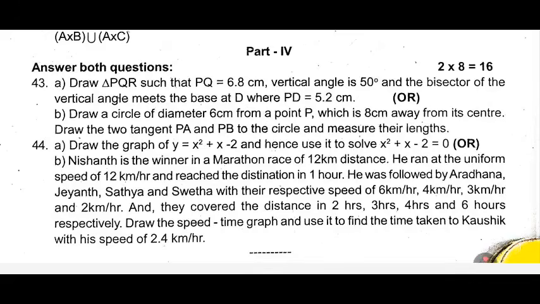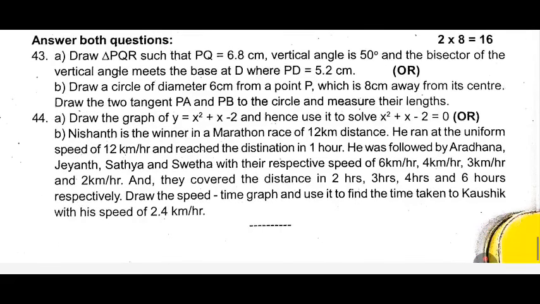44. In A, draw the graph of y is equal to x square plus x minus 2 and use it to solve x square plus x minus 2 is equal to 0. Or, Nishant is a winner in a marathon race. That is given.